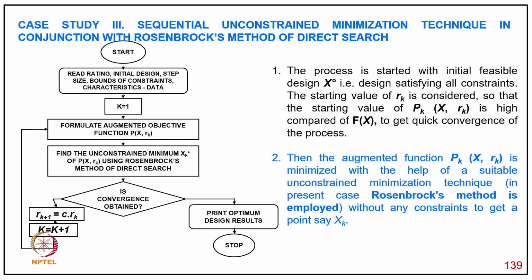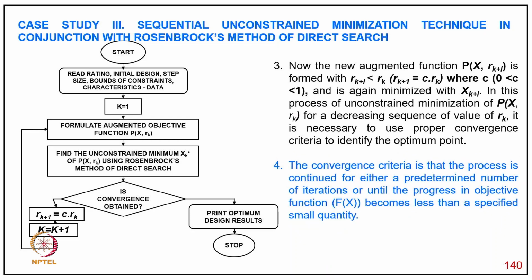So the process started with an initial feasible design and then verifying all the constraints. The starting value of Rk is chosen so that the starting value of the penalty term is high compared to f(x), to get quick convergence of the process. Then the augmented objective function is minimized with the help of a suitable unconstrained minimization technique, and presently here Rosenbrock's method is taken, without any constraint, to get the point Xk.